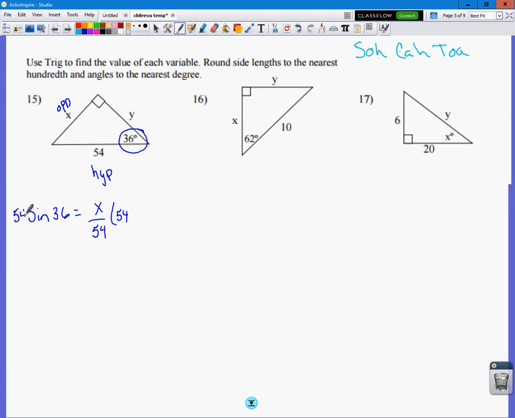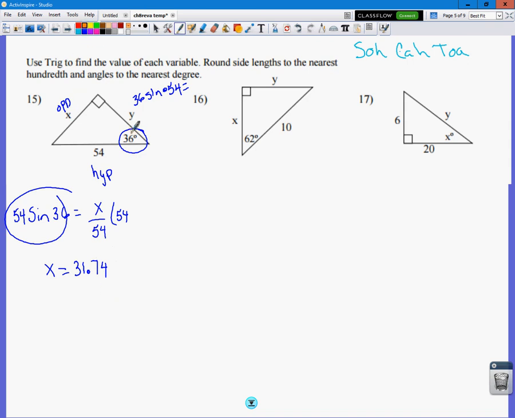This actually gets keyed into the calculator. Please don't wait till Friday to figure out how to key this in. This would key in 36 sine times 54 equals. And when I do that, this would round to 31.74 rounded to the nearest hundredth.